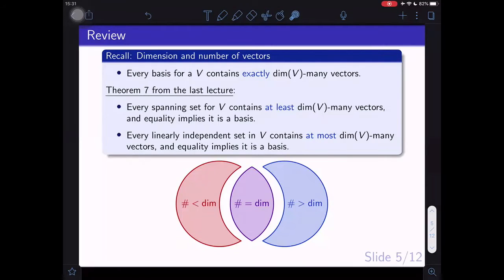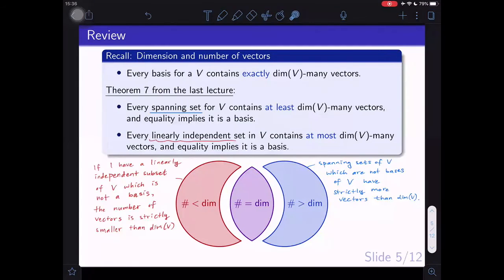We have seen that every basis for a subspace V contains exactly dimension V many vectors. This is the definition for the dimension of a subspace. Every spanning set and every linearly independent set in V have sizes that are bounded by the dimension of the subspace. I have summarized these bounds. Spanning sets of V, which are not bases of V, have strictly more vectors than the dimension. If a spanning set has exactly dimension many vectors, then that spanning set is a basis.